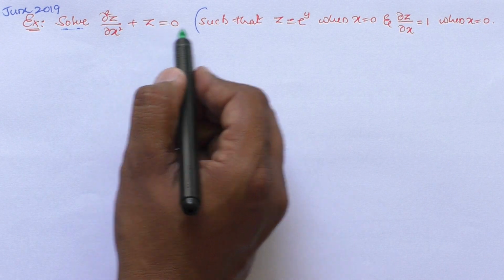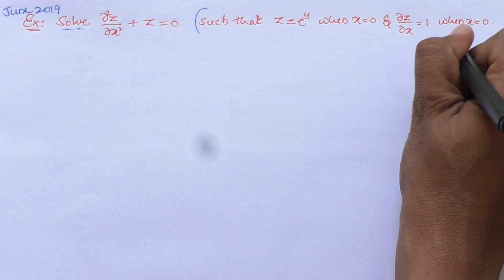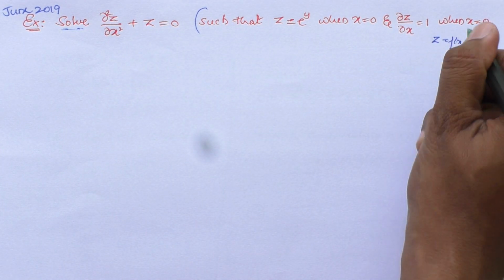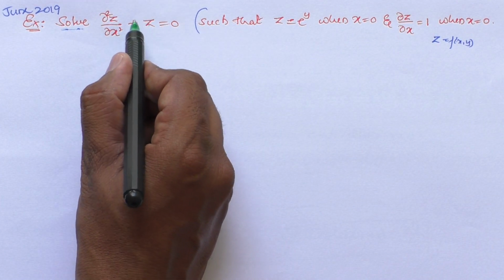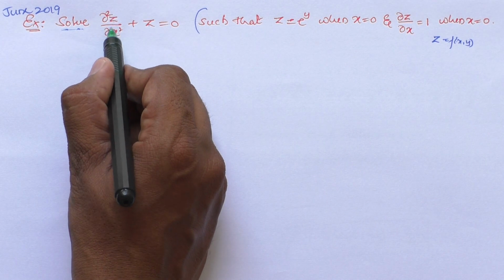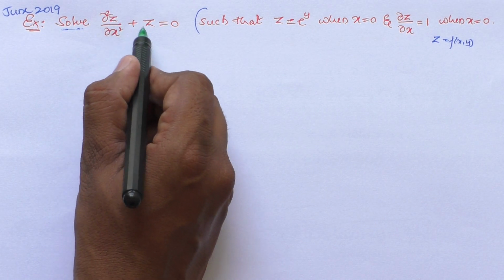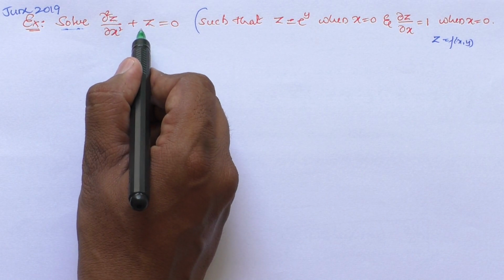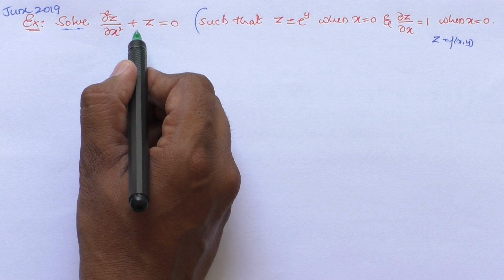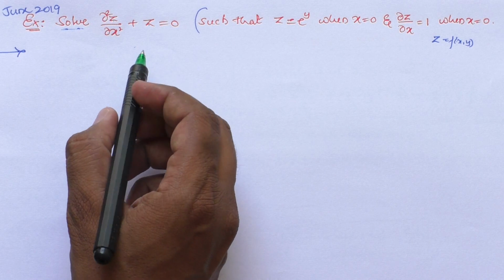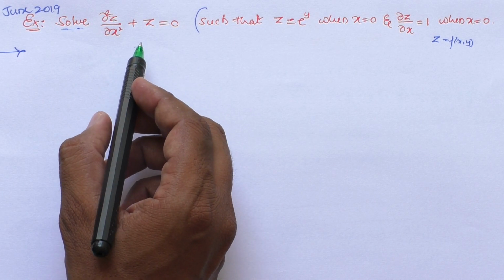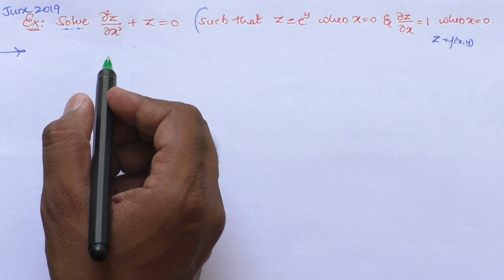Now we know that z is a function of x and y, where z is the dependent variable. Here only z and its derivative are present. So this is called a homogeneous partial differential equation. In case of homogeneous, we apply the method of solving linear differential equations. So let us solve it.